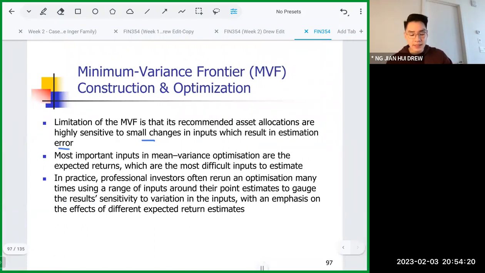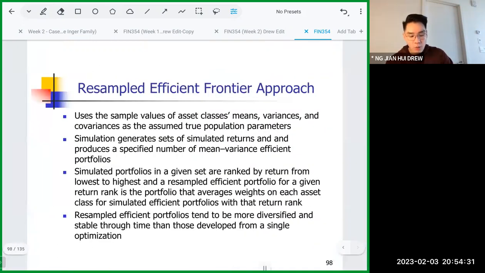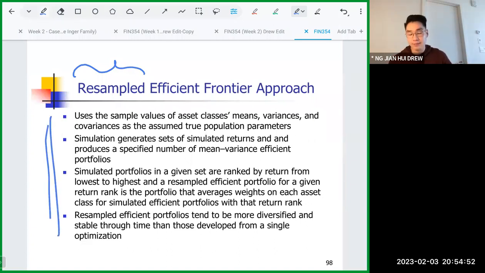Because of this sensitivity, usually practitioners or professionals would give a range, or they do multiple simulations. One example is this idea called resampling. You keep on redoing the calculations or simulations for each of the mean variance frontiers in order to get a frontier that is like an average, right? So this is basically a nice explanation of what's been done. But the easy way to understand is that I just keep resampling it to get an average. That's all.